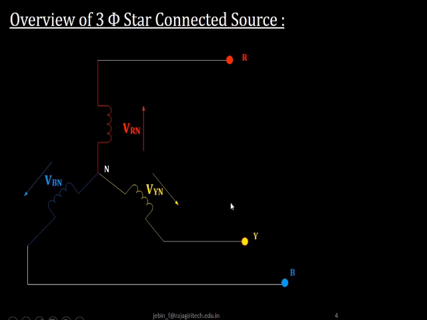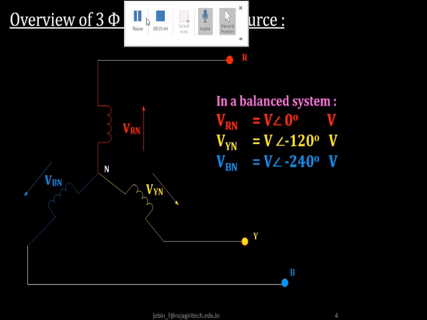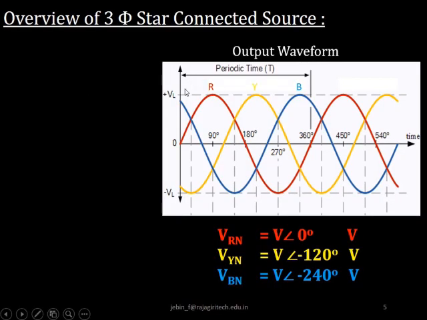Now the voltage equations of a balanced three-phase star-connected source are: VRN is V at an angle 0, VYN is V at an angle minus 120 and VBN is V at an angle minus 240. Now the figure represents the output waveform of a balanced three-phase star-connected system. You know that for a balanced three-phase star-connected system, VRN, VYN and VBN represent the phase voltages, and they are equally displaced by 120 degrees as per the equation.